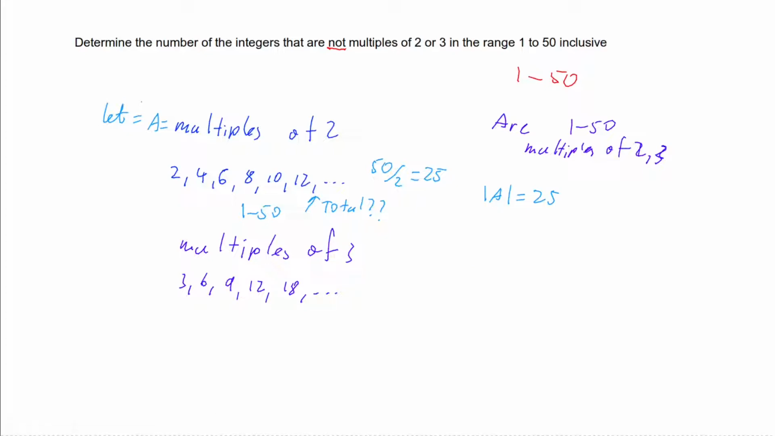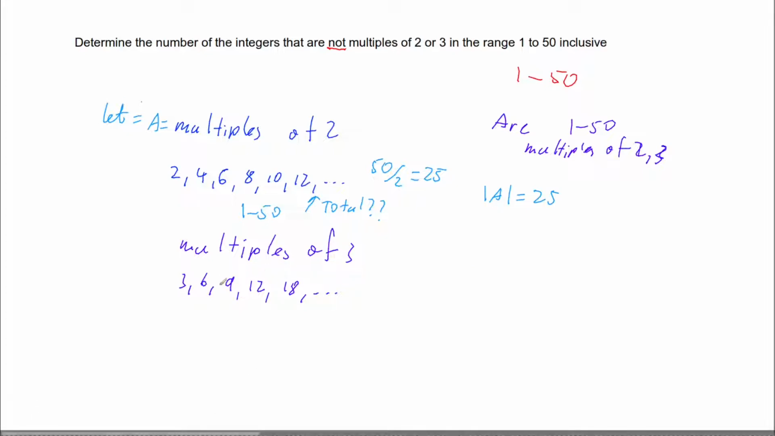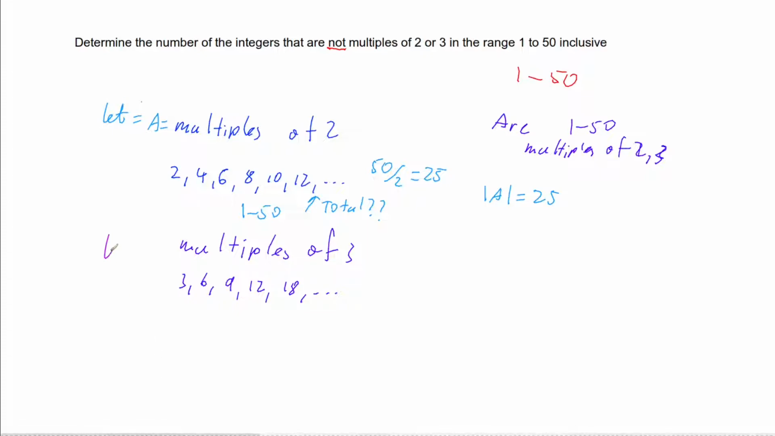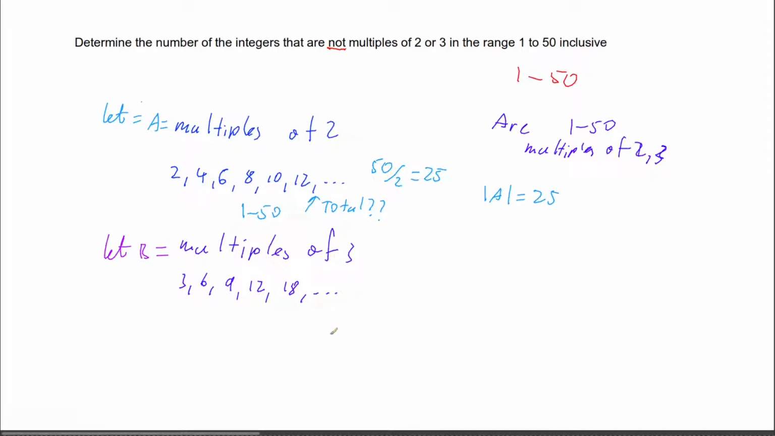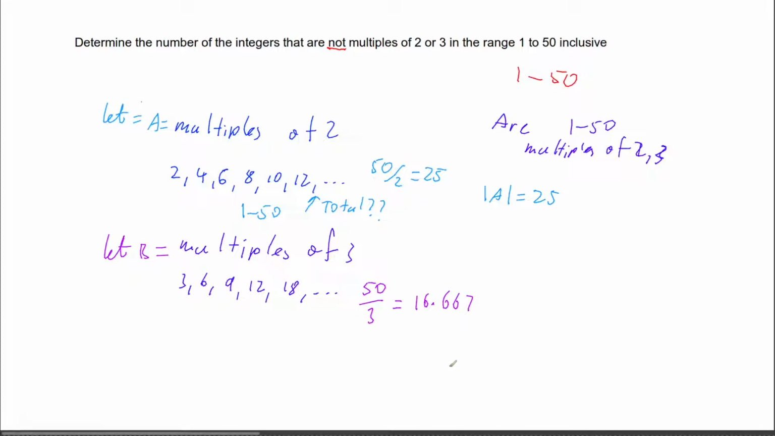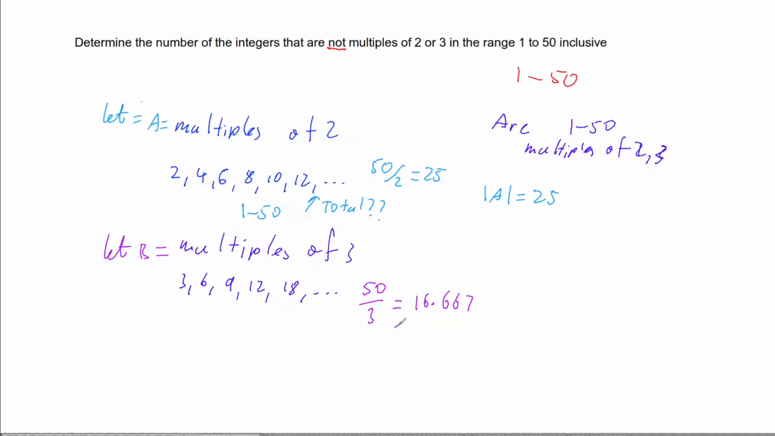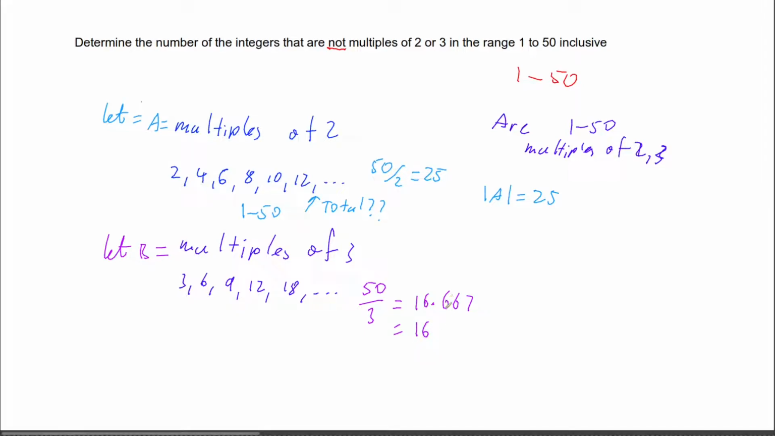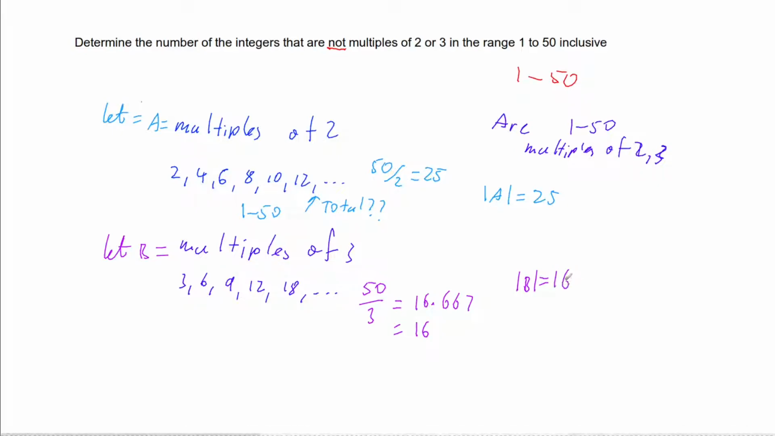And if we have a look at our second set, let's call our multiples of 3 set B, then if we do 50 divided by 3, now doing this we're going to get a decimal. We're going to get 16.66 recurring, 67, but we're just going to round that down because otherwise we're going to count up too many. So our number of items in set B is going to be 16.